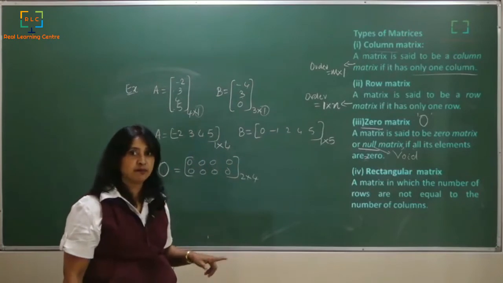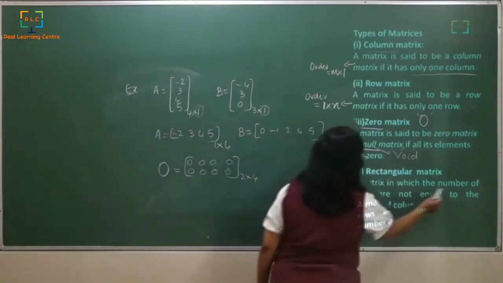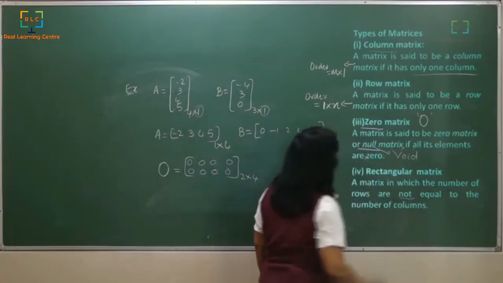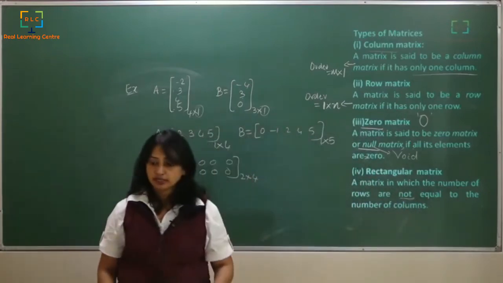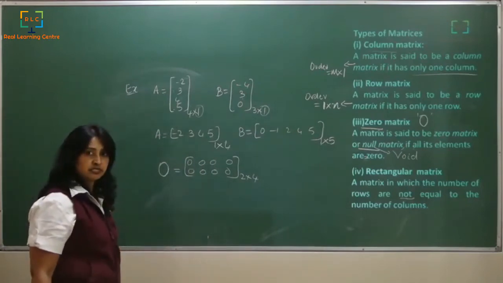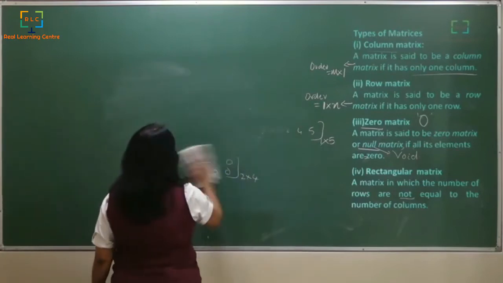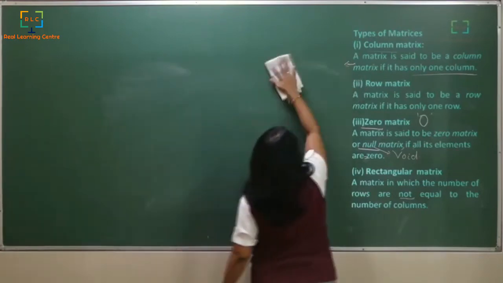So what is a rectangular matrix? One where the number of rows is not equal to the number of columns. A matrix in which the number of rows is not equal to the number of columns is said to be a rectangular matrix. We have discussed rectangular matrices till now. And now we are going to the square matrix, and the next part of the definitions is very, very important.